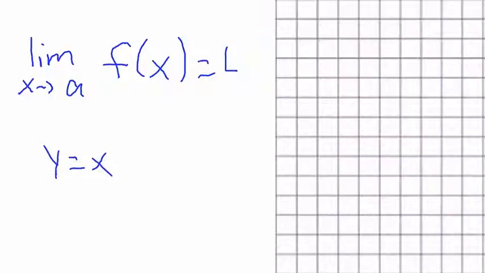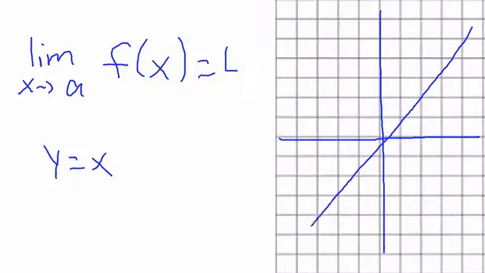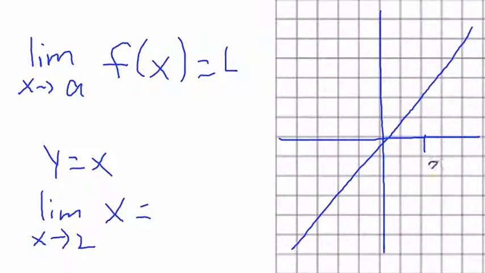So let's draw the graph. Here, once you draw it, if you want to find the limit as x approaches 2 of the function x, what it's asking is, at x equals 2, what is this value? What's the y value? In this case, all you would do is just plug it in, and you just get 2.